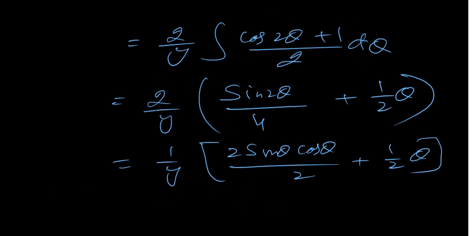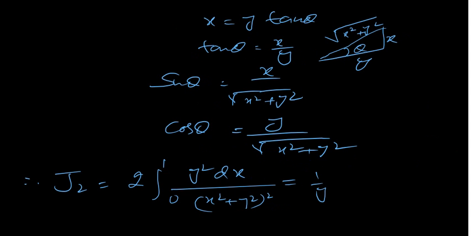You can see the previous page, it's integral 1 over 2y times sine theta cos theta plus 1 over 2 theta, and this 2 and 2 will go, it's 1 over y times sine theta cos theta. What's sine theta? You can use the value of sine theta. Sine theta is x by root of x square plus y square, cos theta is y by root of x square plus y square, so it's equal to xy divided by x square plus y square plus 1 half of theta. Theta is tan inverse x by y.